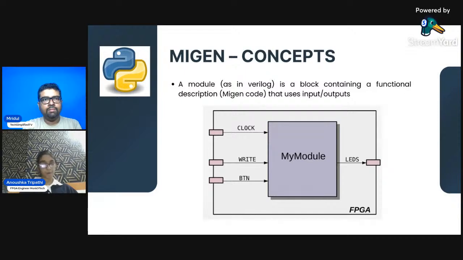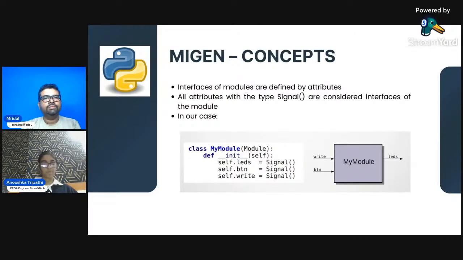So here is our module. Clock, write and button are our inputs, and LED is our output here. Interfaces of modules are defined by attributes. All attributes with the type signal are considered interfaces of the module. So in our case, write, button and LED are our signals.